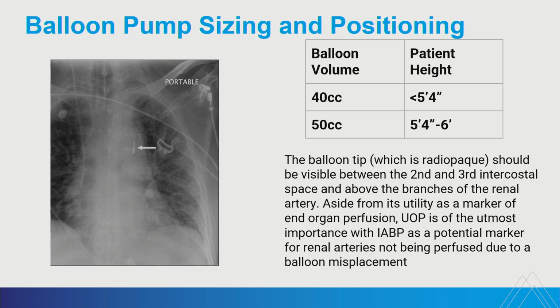When you're getting the X-ray to look for placement, you have to have the balloon on standby during that period of time. You can't have the balloon inflating and deflating. That tip will move slightly on inflation and deflation. It should always be on standby for the X-ray. And the placement of the balloon should be between the second and third intercostal space if the X-ray is taken perfectly straight onto the patient.